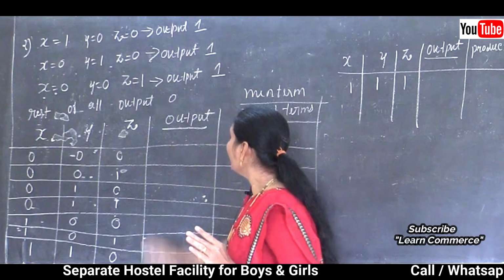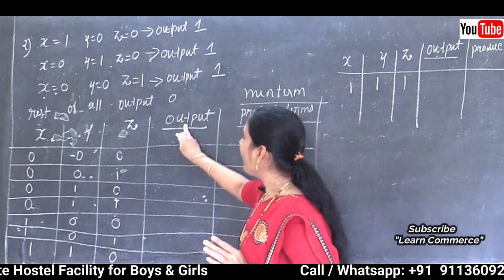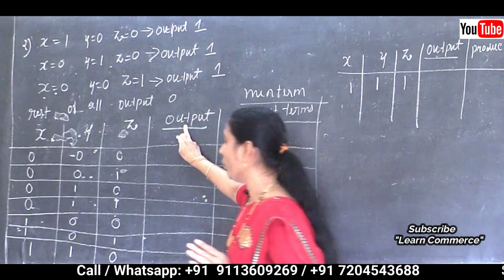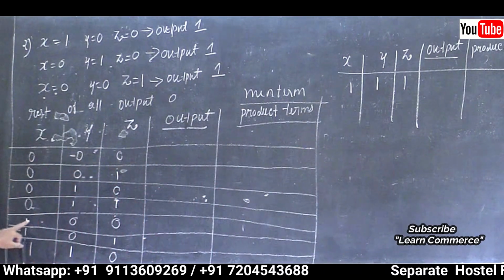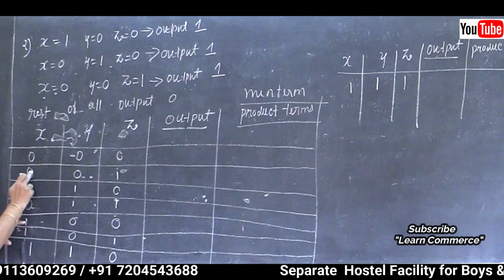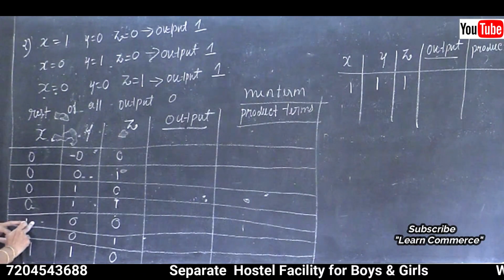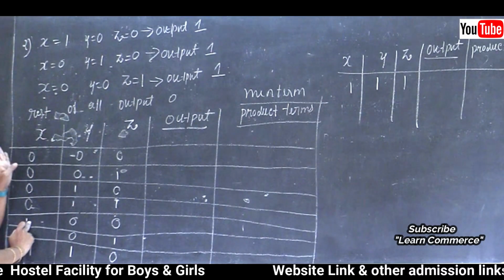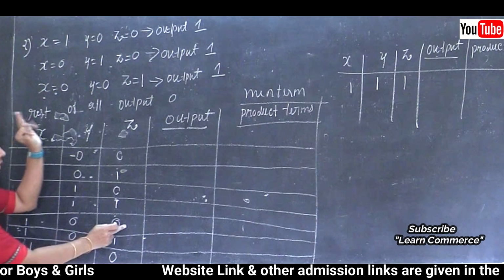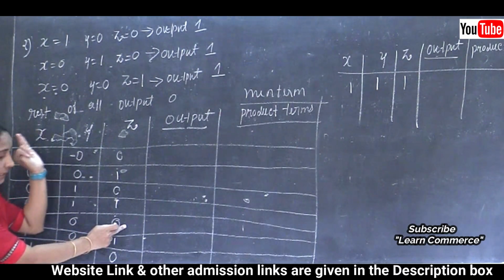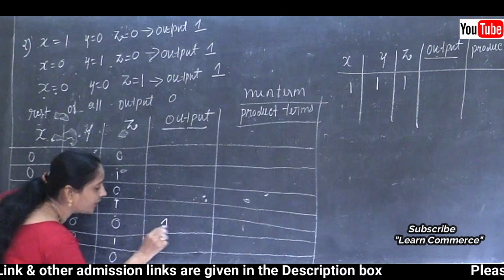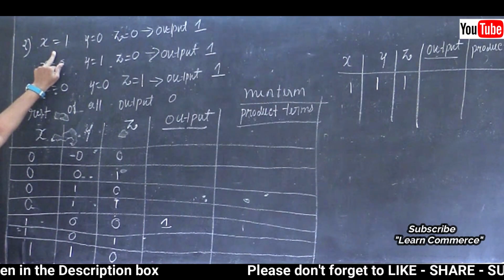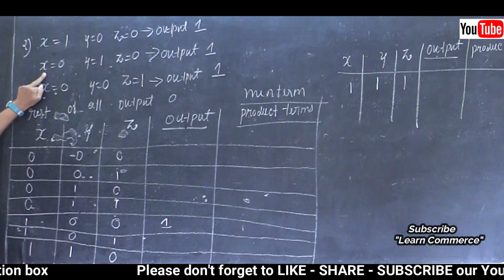Now in our output, we need to take the output as 1 in place of 100. See, 0, 1, 2, 3, 4th: in the fourth place the value is 100. So 1 is there in the x column, 0 in the y column, and 0 in the z column. That means I am going to take the value as 1. Now we completed the first column values, and next one is 0, 1, 0.